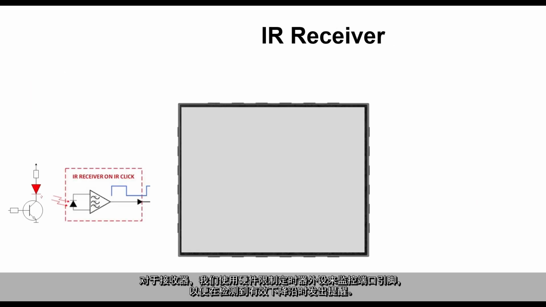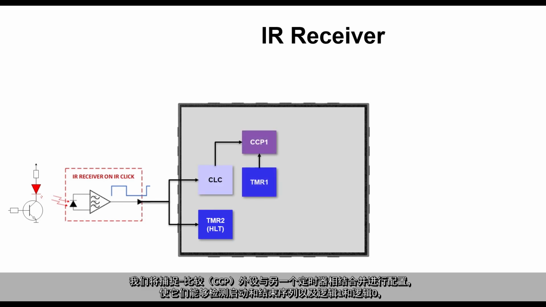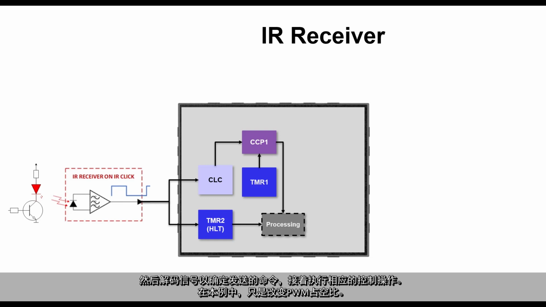For the receiver, we use a hardware limit timer peripheral to monitor the port pin that will alert us when a valid falling edge is detected. A capture compare or CCP peripheral combined with another timer are configured to detect start and end sequences as well as logic 1 and 0, which are then decoded to determine the sent command.